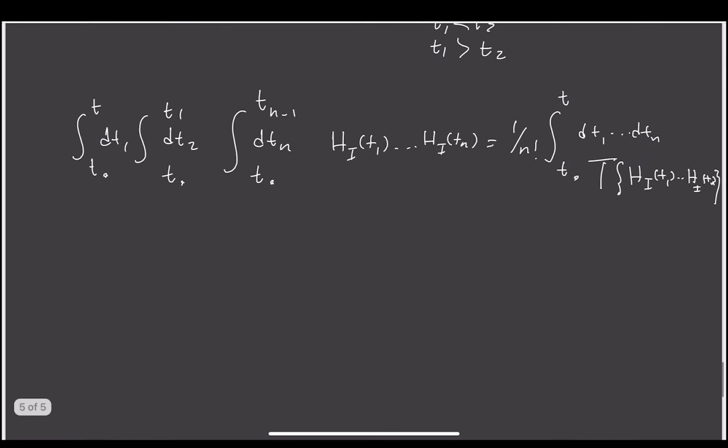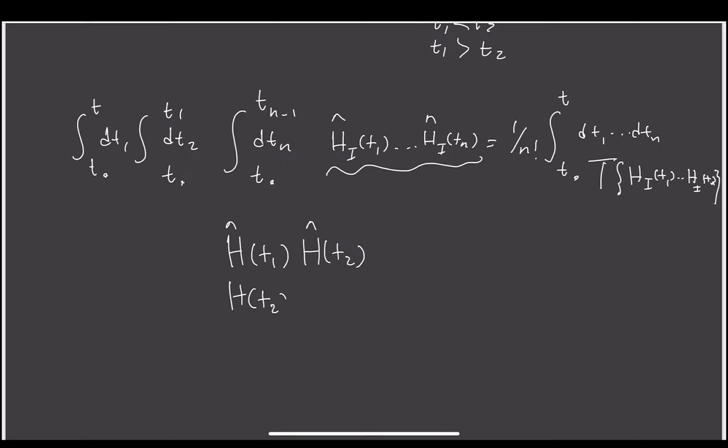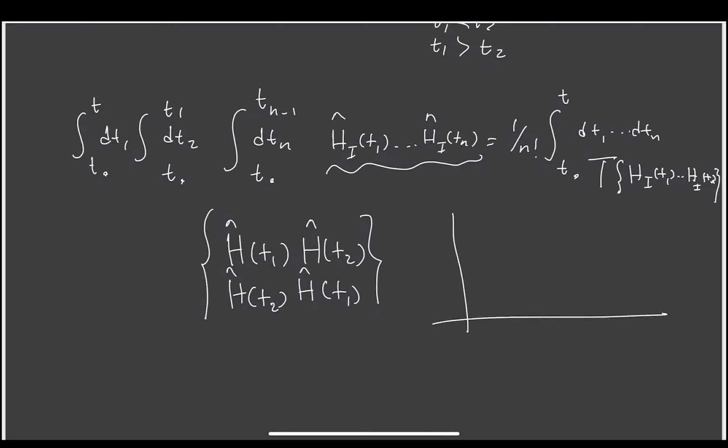Because these H's, they are operators. So imagine I say H(t1) H(t2). Imagine this is different from H(t2) H(t1), just conceptually. So this time ordering is important. When you're performing the integral, you're spanning all this rectangle, but when you're spanning, you're paying attention to which side of this triangle you are.